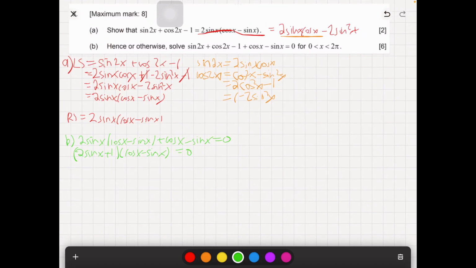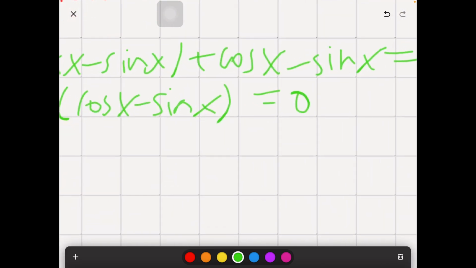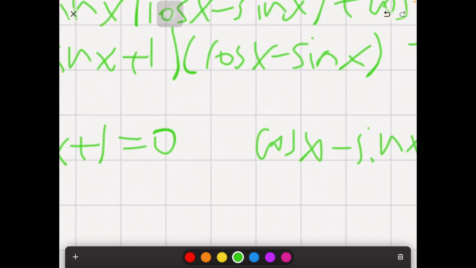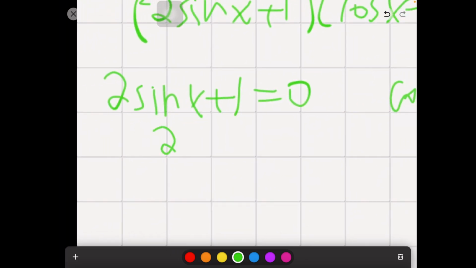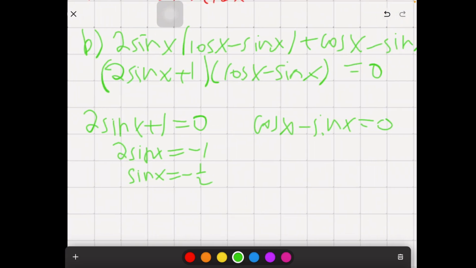So now that everything's in factored form, you can split the equation into two because of the null factor rule. So we have 2 sine x plus 1 is equal to 0, and we have cos x minus sine x is equal to 0. And now we can simplify both sides a little bit. So we have 2 sine x is equal to negative 1, so sine x is equal to negative 1/2. And that's the furthest that we can go there.